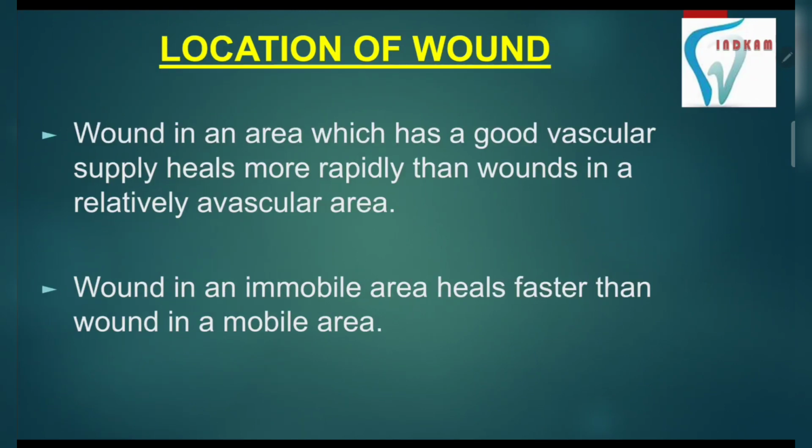Location of wound. Wound in an area which has a good vascular supply heals more rapidly than wounds in a relatively avascular area. So, we can say if an area is having good blood supply, then it will heal faster as compared to an area which is having less vascular supply. Similarly, wound in an immobile area heals faster than wound in a mobile area. If an area keeps on moving, then the healing will be slower.